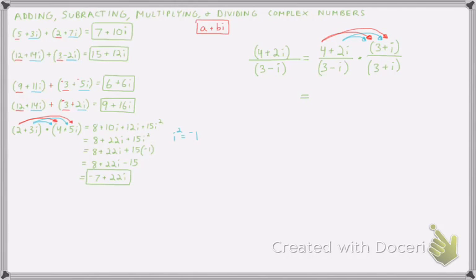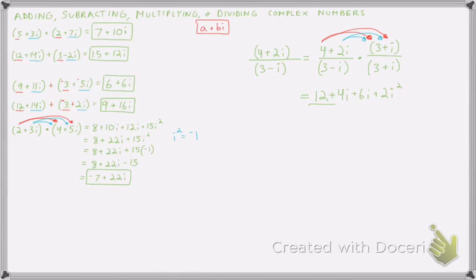So 4 times 3 is 12. 4 times i is plus 4i. 2i times 3 is plus 6i. And 2i times i is positive 2i squared. That is now our numerator.